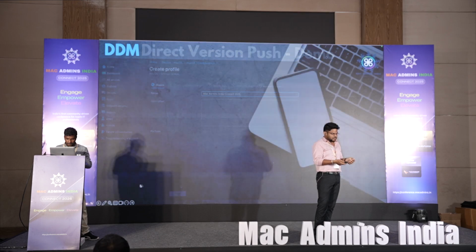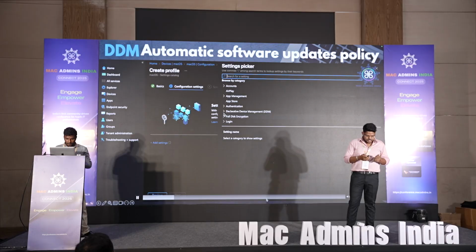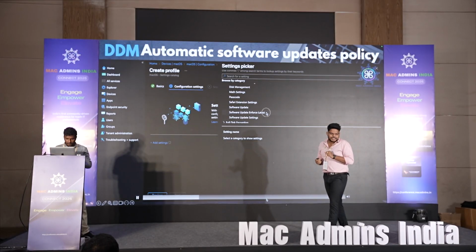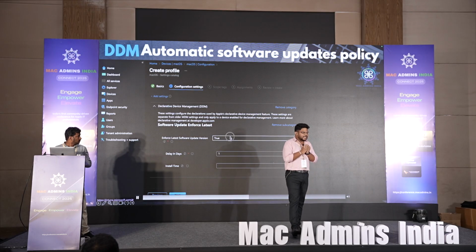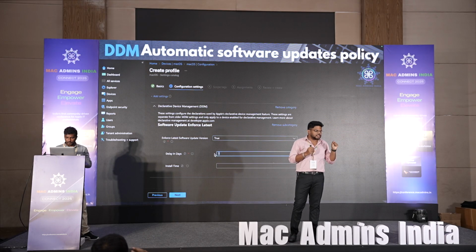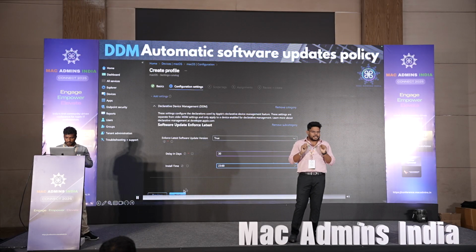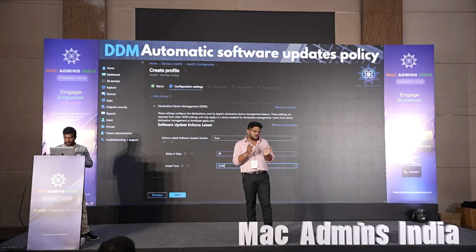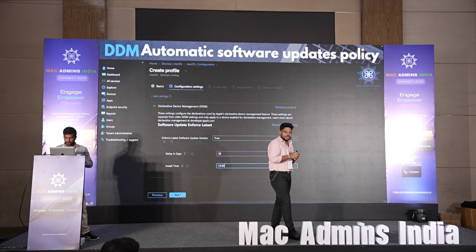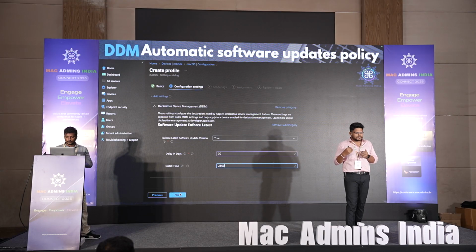So the next one will be automatic software updates. Now what is the option of this? It is not putting a particular version, it is just saying enforce the latest software update. Maybe model to model it will be different, right? We have M1 models, M2 models, M3 models, and model to model the versions will be different. Maybe some devices will go to the latest version, some devices will go to a slightly lower version.